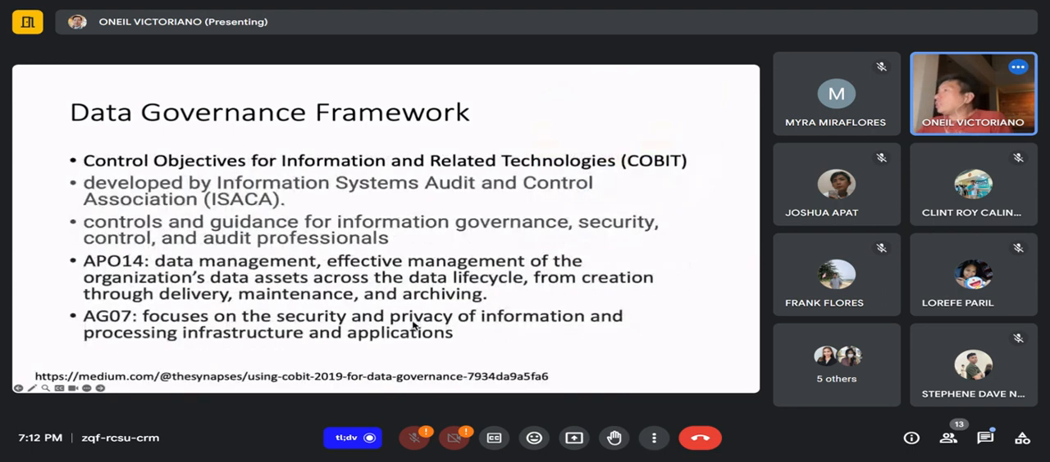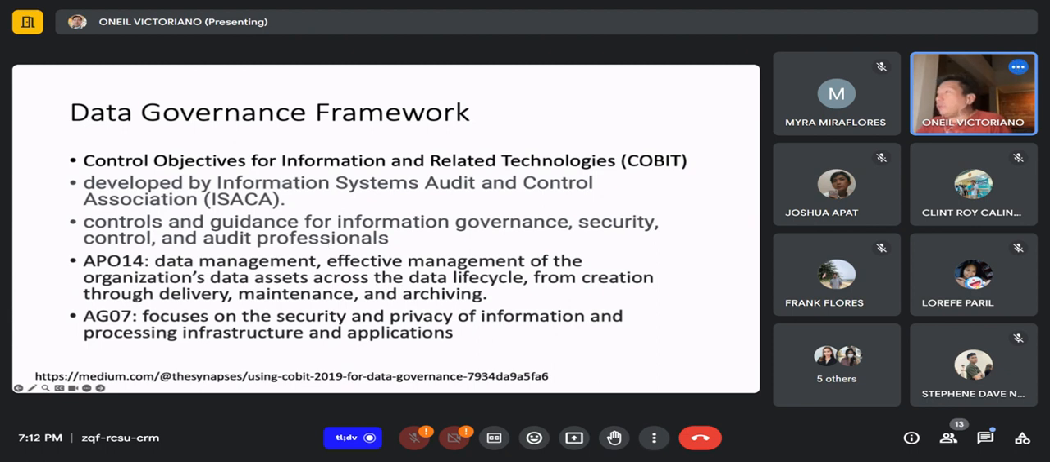We continue. So another framework is COBIT, no? It's from ISACA. It's the Control Objectives for Information and Related Technologies. They have also data governance that discusses the controls and the guidelines for information governance, security controls, and audit professionals.